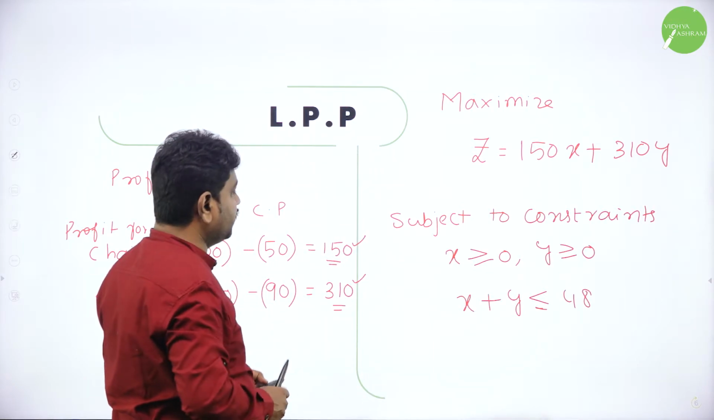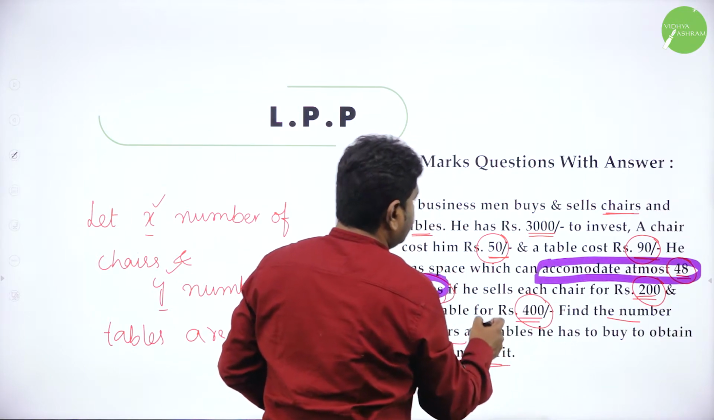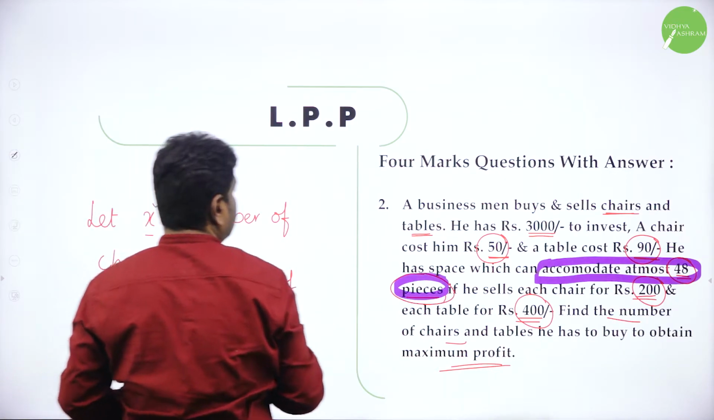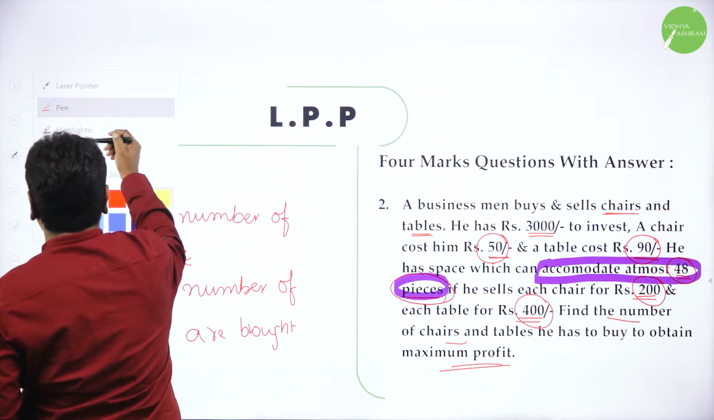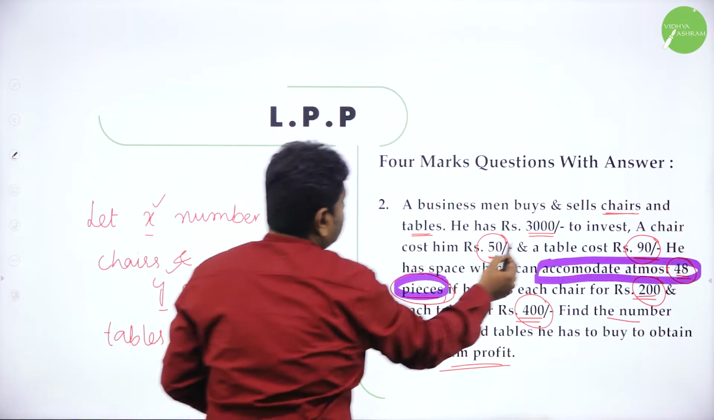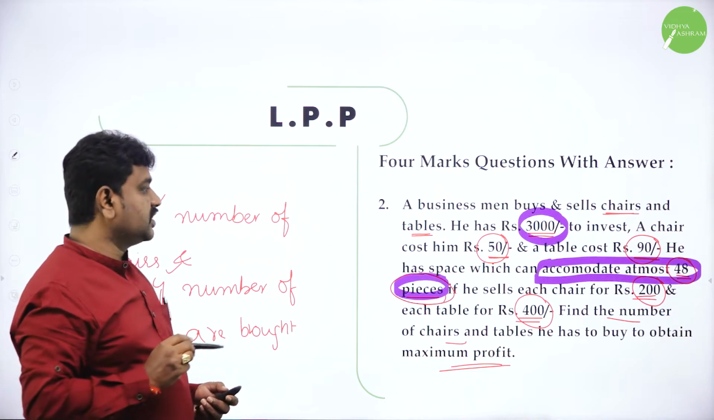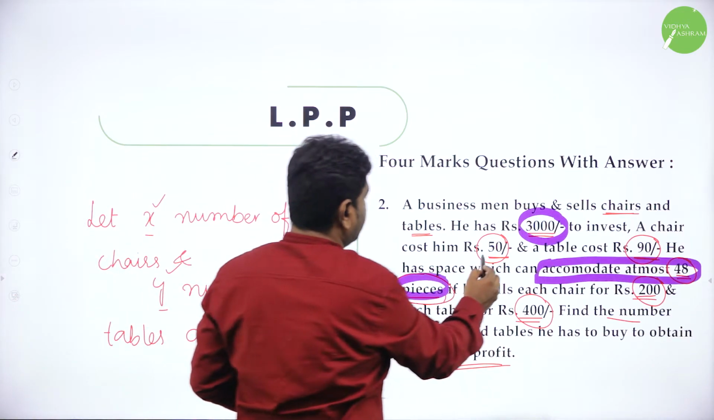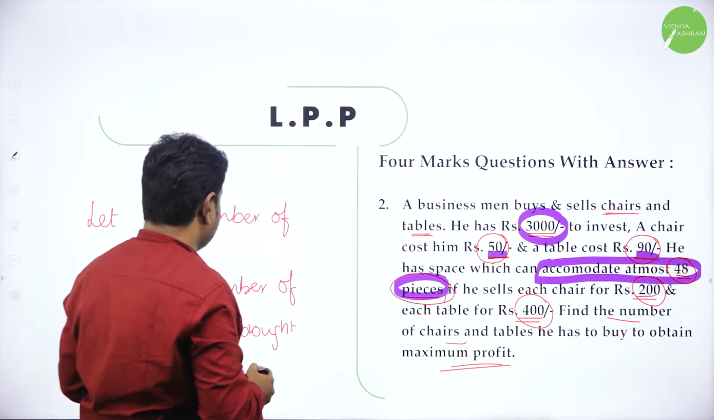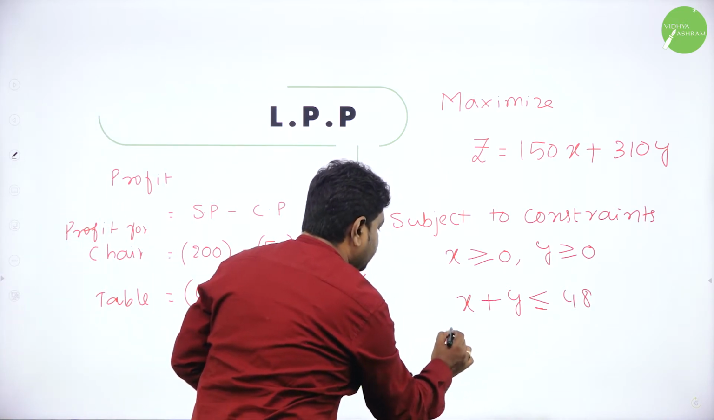Is any other constraint given? Read it. The other constraint is investment. He can invest only 3000 rupees. Please understand, his investment is 3000 rupees, and he cannot invest more than that. For purchasing a chair, 50 rupees. For purchasing a table, 90 rupees. So the investment is 50x, sorry.